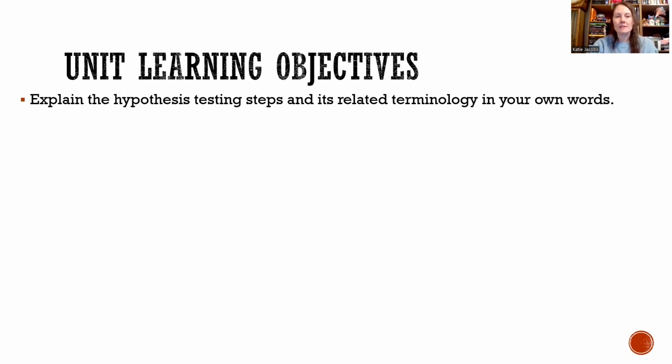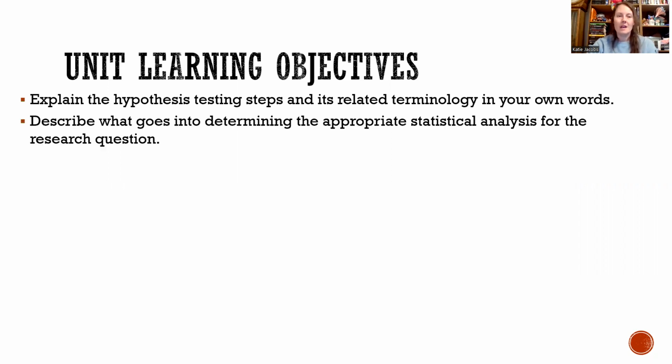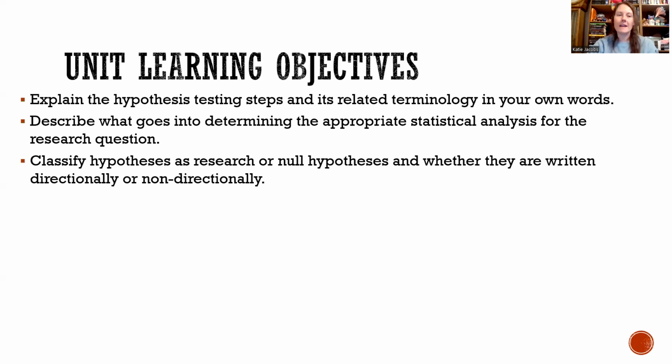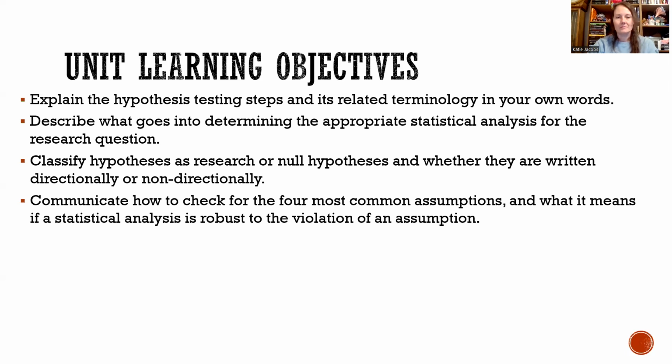All right, so by the end of this unit, I want you to be able to explain the hypothesis testing steps and its related terminology in your own words. I want you to be able to describe what goes into determining the appropriate statistical analysis for a research question. I want you to be able to classify hypotheses as research or null hypotheses and whether they are written directionally or non-directionally. I want you to be able to communicate how to check for the four most common assumptions and what it means if a statistical analysis is robust to the violation of an assumption.